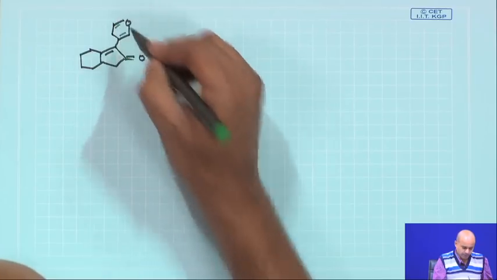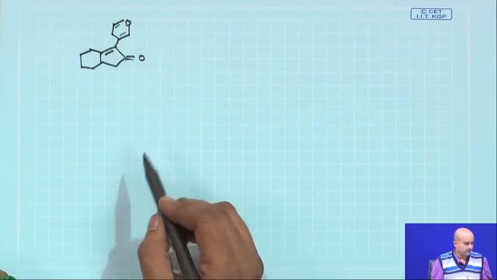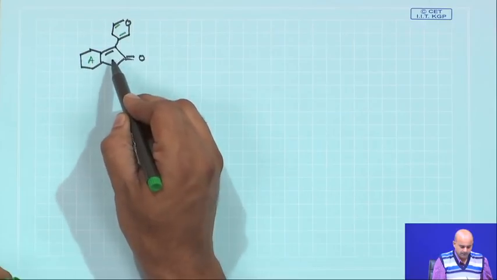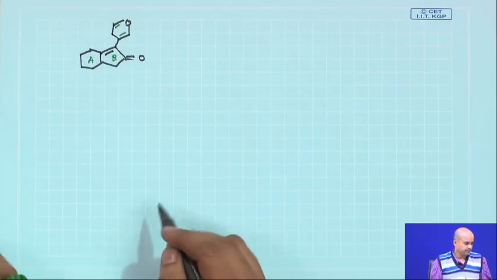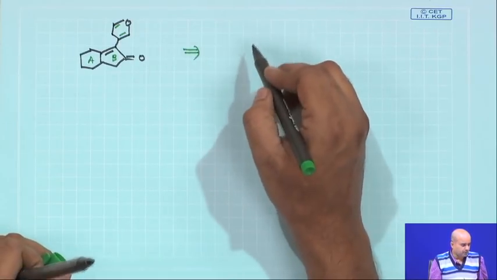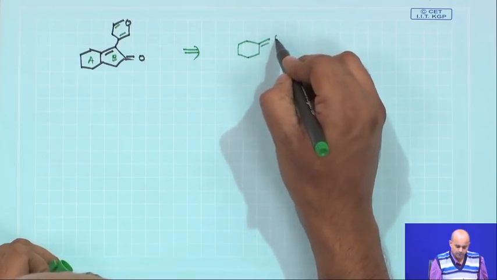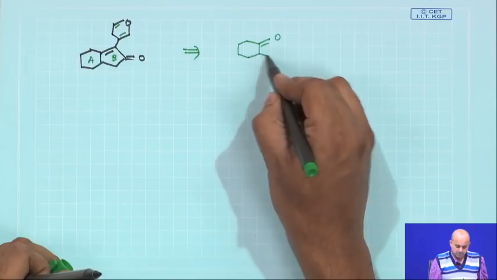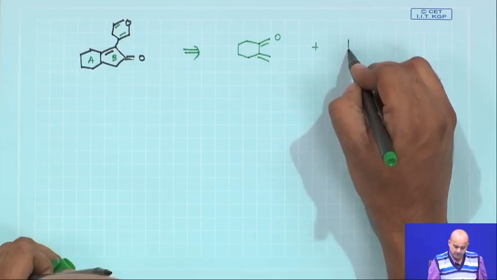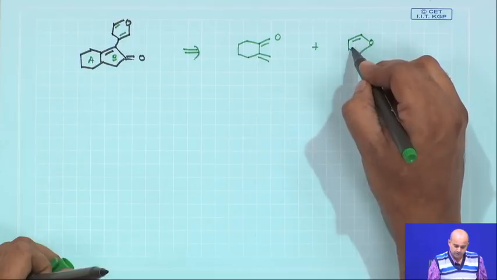Now, this molecule has a 3-substituted furan ring, and it is a bicyclic compound. So, it has ring A, a 6-membered ring, and ring B, a 5-membered ring. And obviously, the starting material will also be given to you. The starting material which I have given is not very popular, and the other starting material given to you is a furan-based compound.